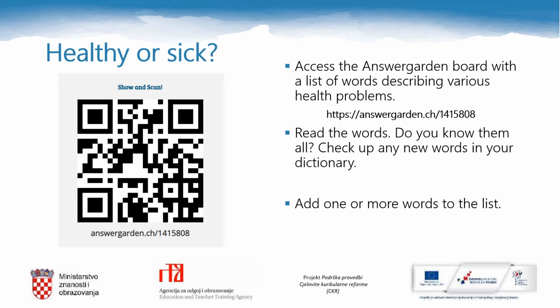You can use your QR code scanner to scan this code, or you can access the link that you can see on the right hand side of the screen, Answer Garden channel 1415808. When you access that Answer Garden, you will find a board with a list of words describing various health problems. Read the words. Do you know them all? Check up any new words in your dictionary. Please add one or more words to this list.